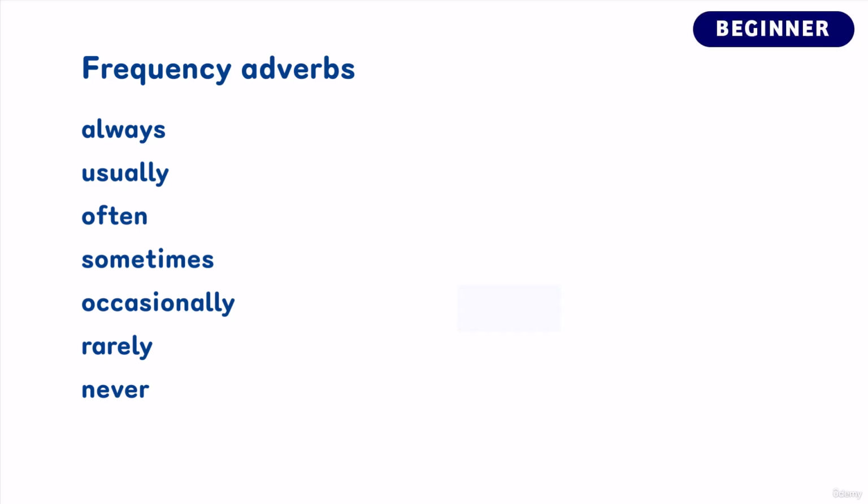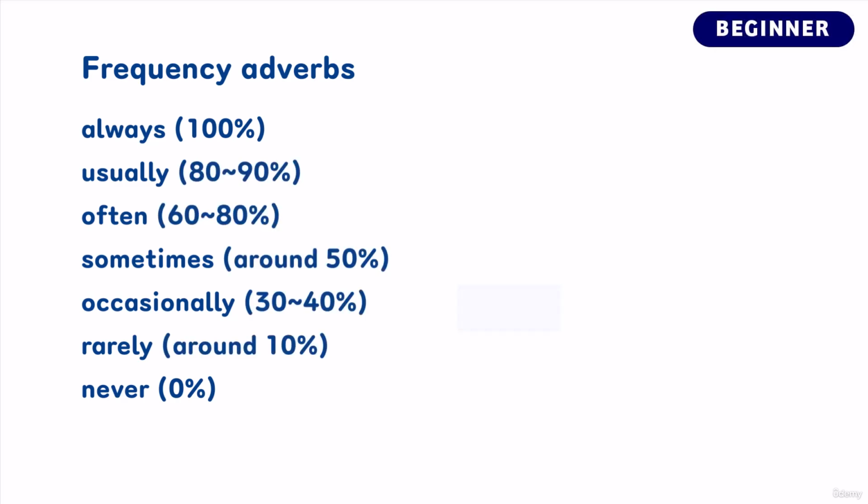These adverbs don't describe exactly how often we do something, but they are used to generally describe how often we do something. We use always to describe doing something 100% of the time, and we use never to describe how we do something 0% of the time. And the frequency adverbs in the middle describe a general frequency.